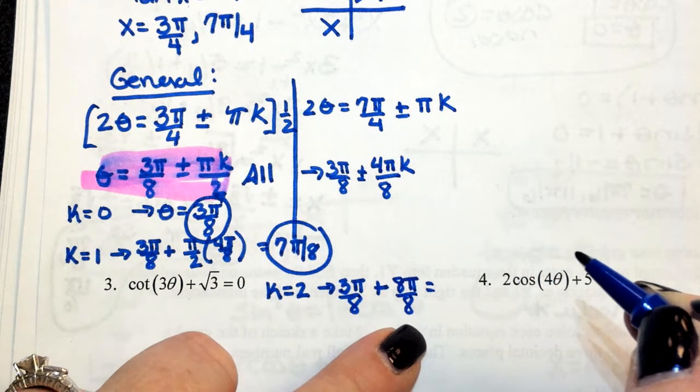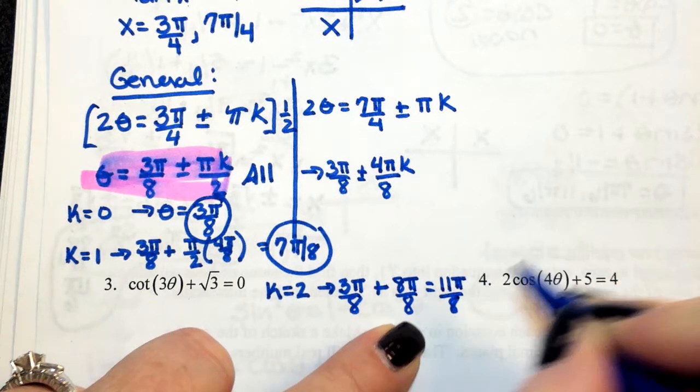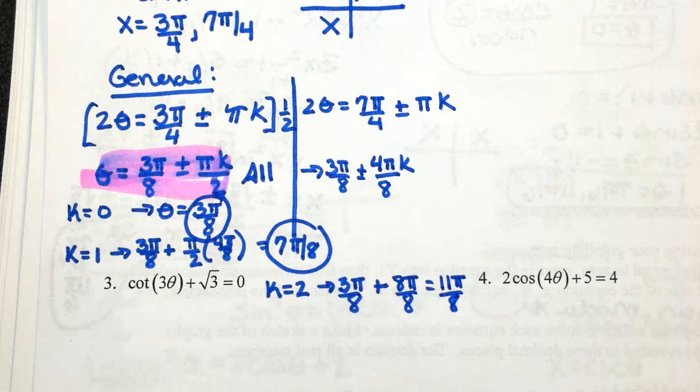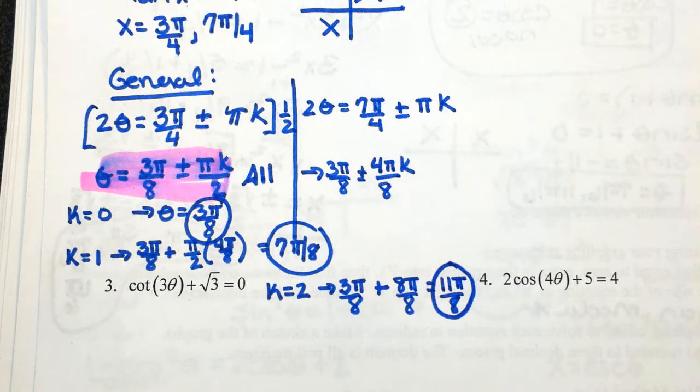So 3 pi over 8 plus 8 pi over 8 is going to give me what? 11 pi over 8. Now, once I've generated 3, are you noticing a pattern between the 3 solutions that I got? So look, I started with 3 pi over 8. I got a 7 pi over 8. I got an 11 pi over 8. What do you think the next one's going to be without even doing it? 15 pi over 8, exactly.